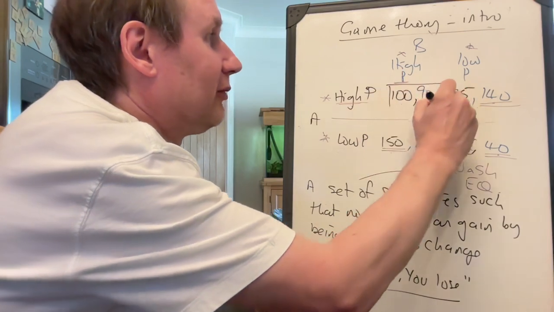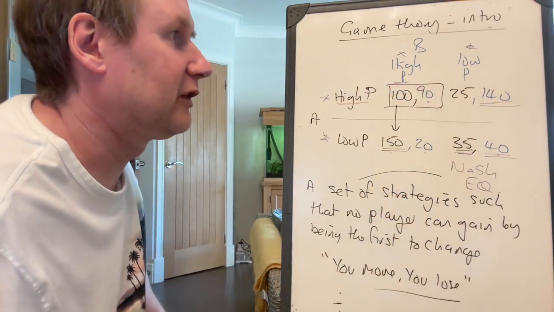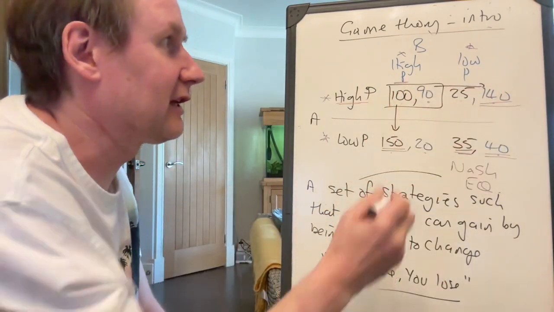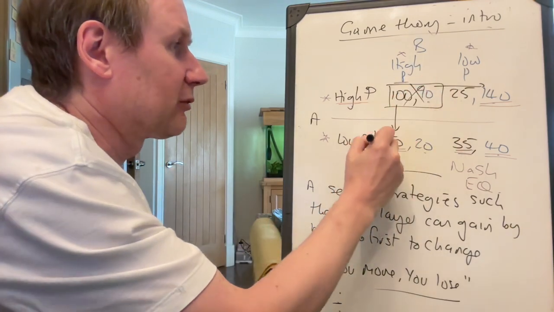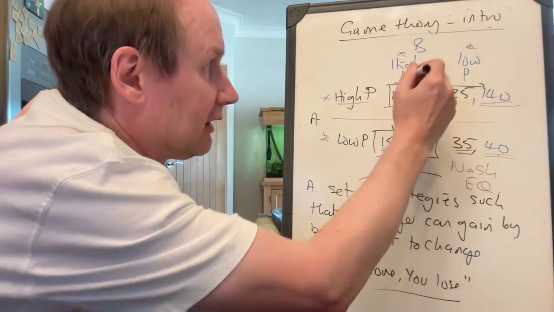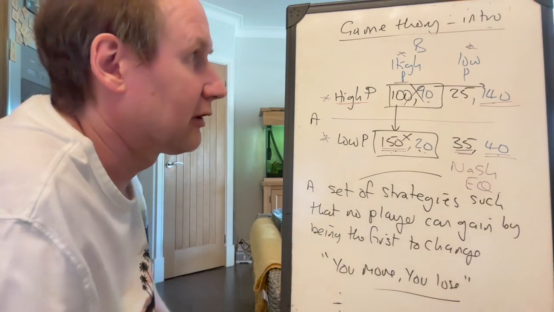Is that a Nash equilibrium? The answer is no, because by going low, A could get 150, or by going low, B could get 140. Fine, so that's not a Nash equilibrium. What about this one? A's doing great, but B would realise that if they went from high to low, they would gain. So that's not a Nash equilibrium.